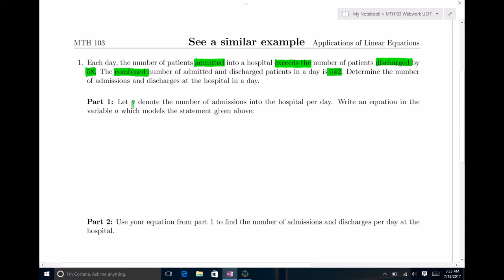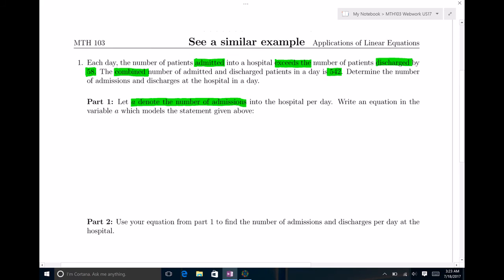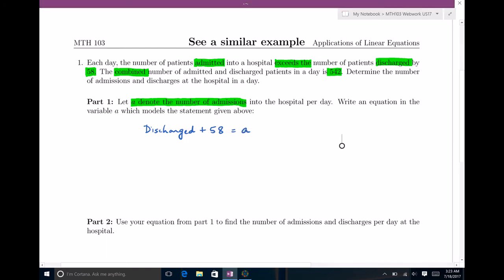First of all, note that in part 1 it already says that let A denote the number of admissions into the hospital. So I just need to find a way to figure out what's the number of people discharged from the hospital. But the first sentence tells me that the number of patients admitted exceeds the number of patients discharged by 58, which means A equals the number of patients discharged plus 58.